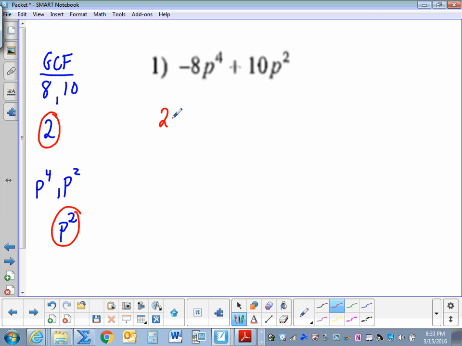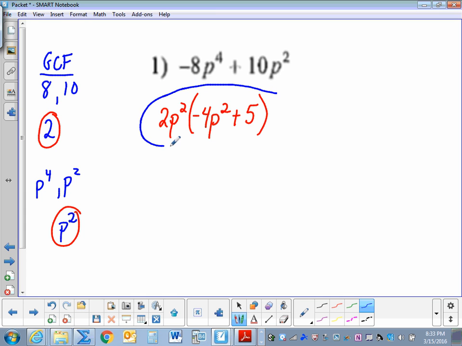So 2P squared we'll write, and then parentheses. And now we're going to divide negative 8 divided by 2 is negative 4. P to the 4th divided by P squared is P squared. Plus 10 divided by 2 is 5. And P squared divided by P squared is 1. So here's my factored form.